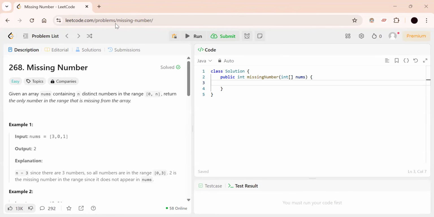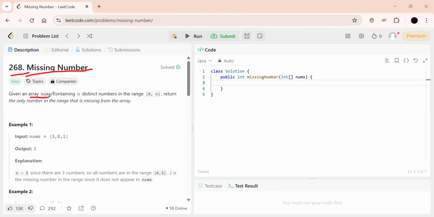Hello guys, welcome. Today we are here to discuss a question called Missing Number. Question number 268 from LeetCode, which is an easy question, but it's a simple logical question that we need to understand here. So let's go through the question and see what it is about.